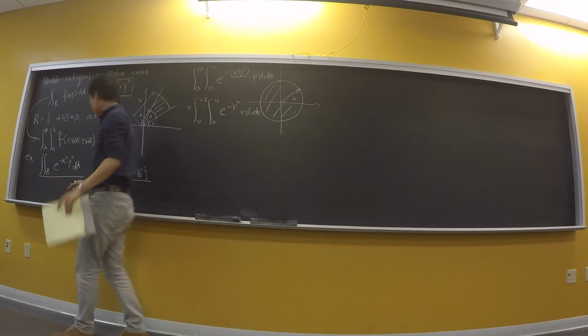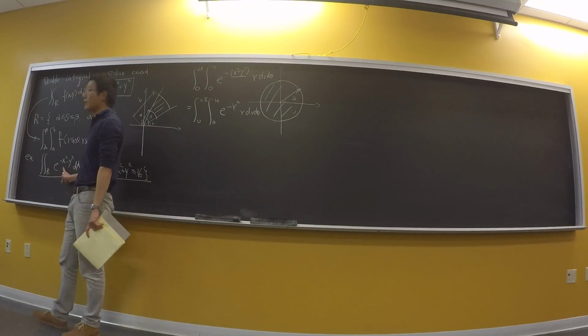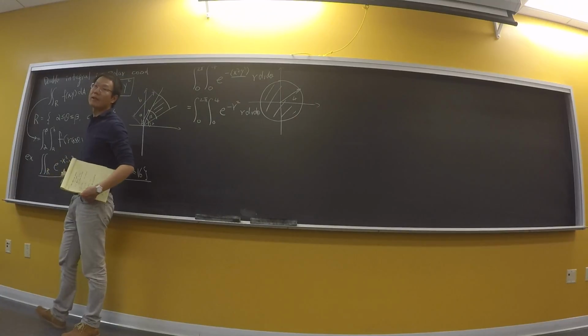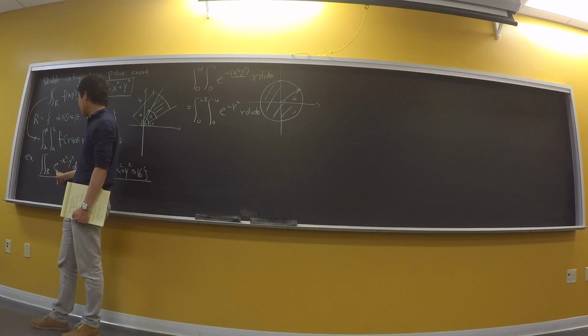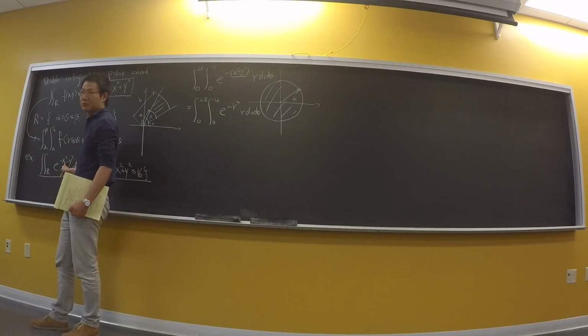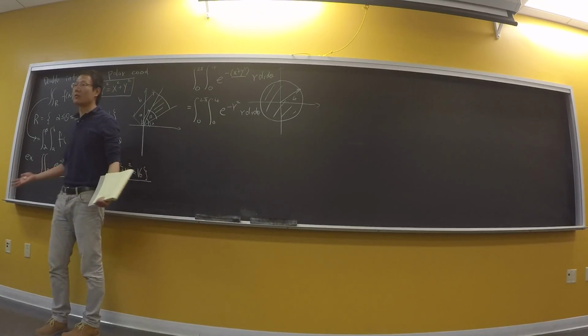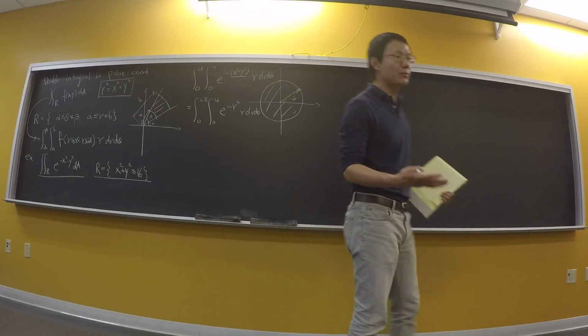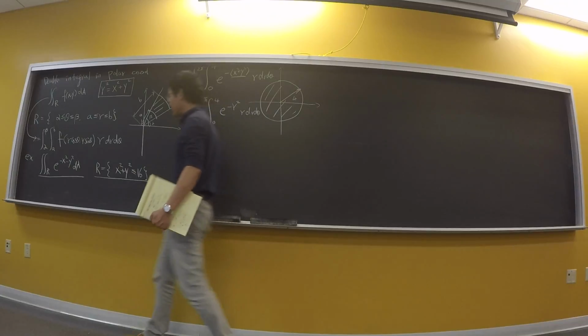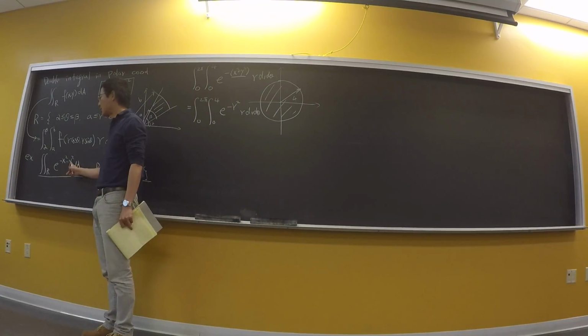But imagine if you want to find the antiderivative for this function, where x and y are the variables. It's pretty challenging, right? We know the antiderivative for e to the minus x, but e to the minus x squared, we don't know what the antiderivative is. So in the very beginning, I already decided to use a polar coordinate system because I see x squared plus y squared.